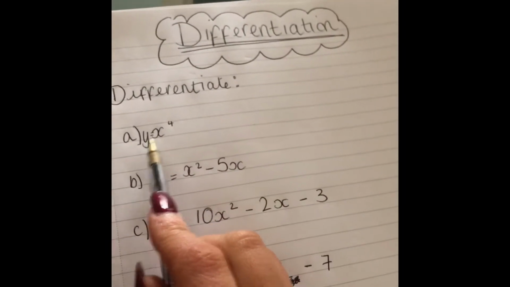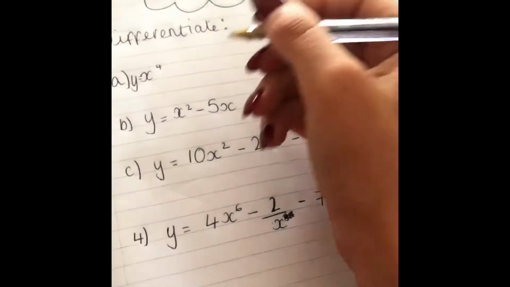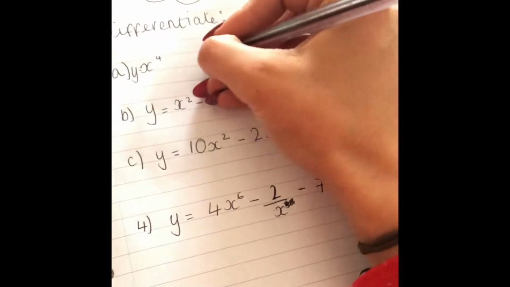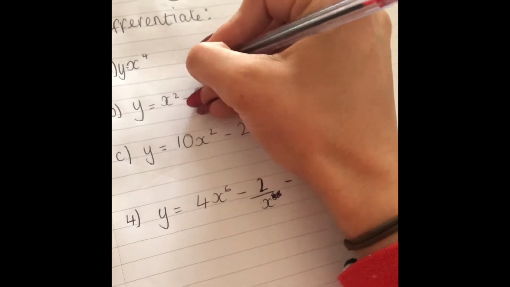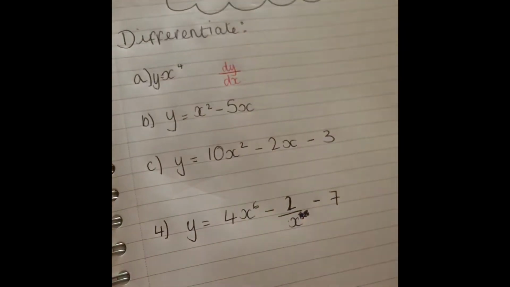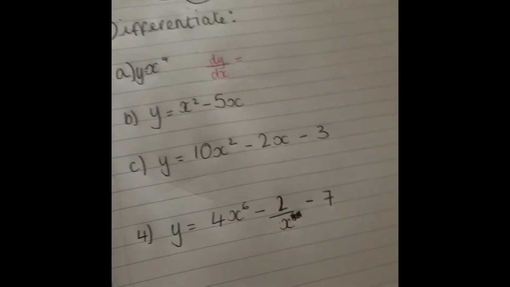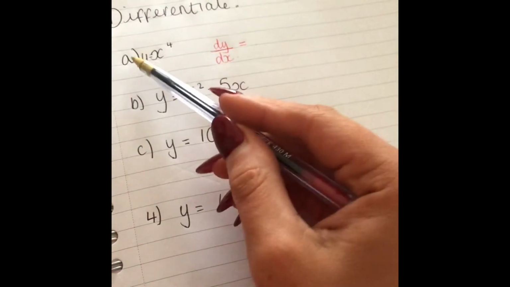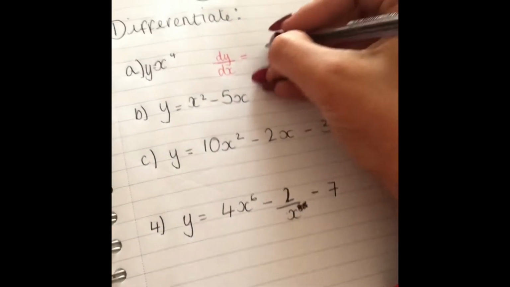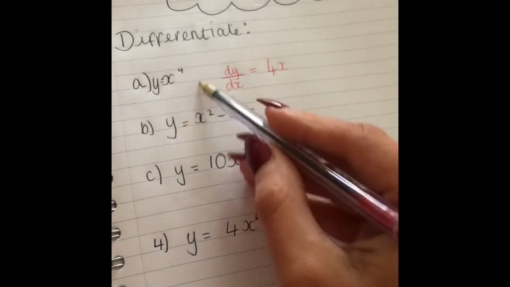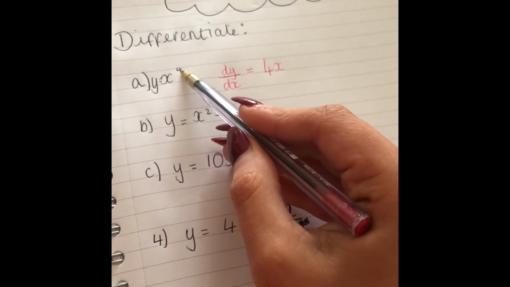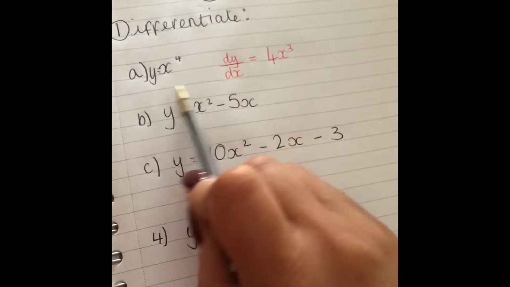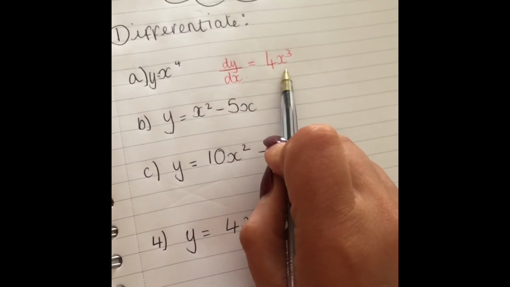Here we've got the equation y equals x to the power of 4. To find the expression for the gradient of the curve, we write dy over dx. There's our y over x, difference in y over difference in x. And that's equal to, what we do is we take the indice for x, which is 4, and we multiply it by x, so 4x, and then we take 1 away from the indice, so it becomes 3. So the gradient of this expression is 4x to the power of 3.